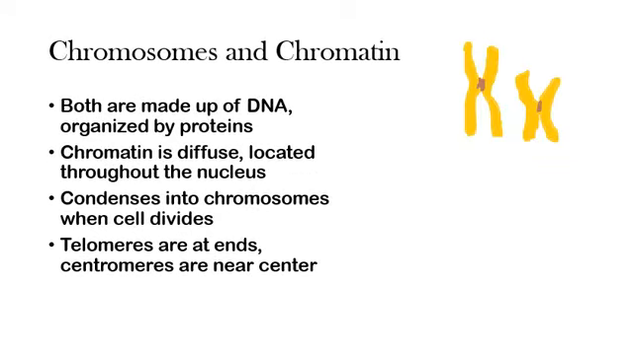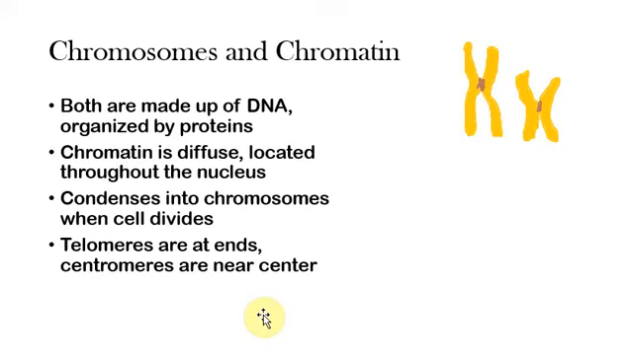Next we have chromosomes and chromatin, and these are both made up of DNA. That's their main component. But we'll talk about these a lot more when we talk about genetics, because the entirety of genetics is based on chromosomes, and inheritance is based on those, and all this kind of stuff. The DNA is organized by proteins. Now, DNA is a huge molecule.